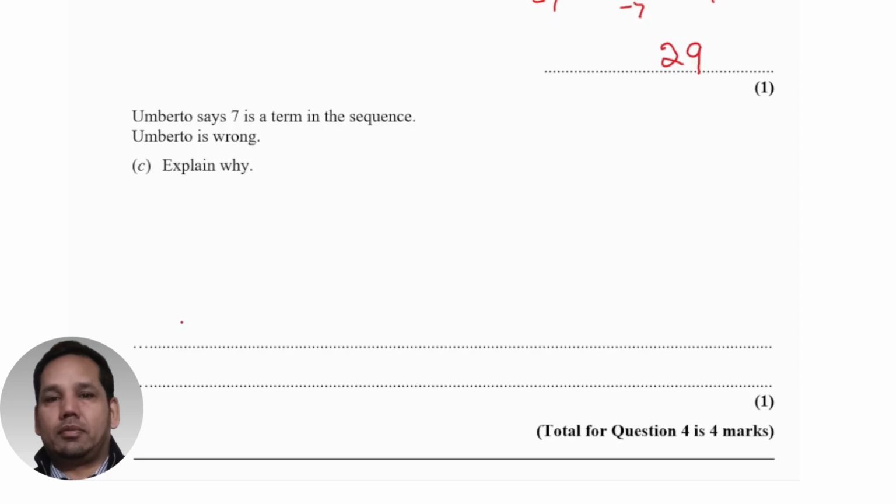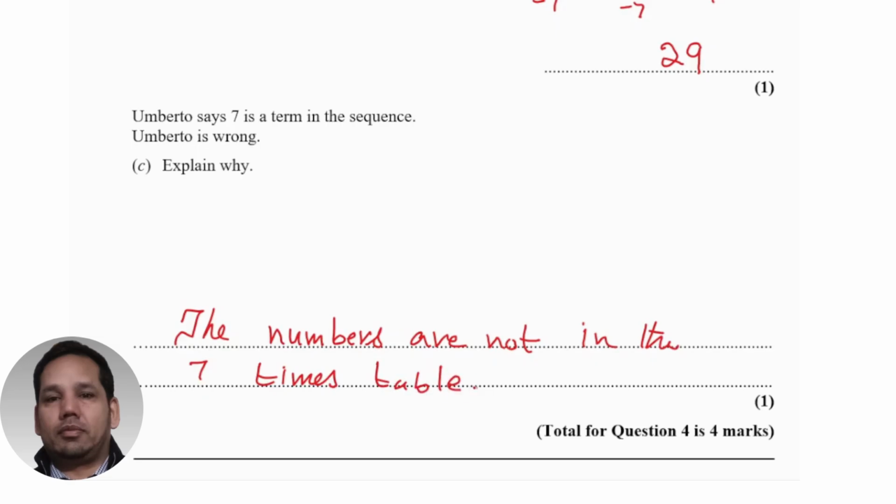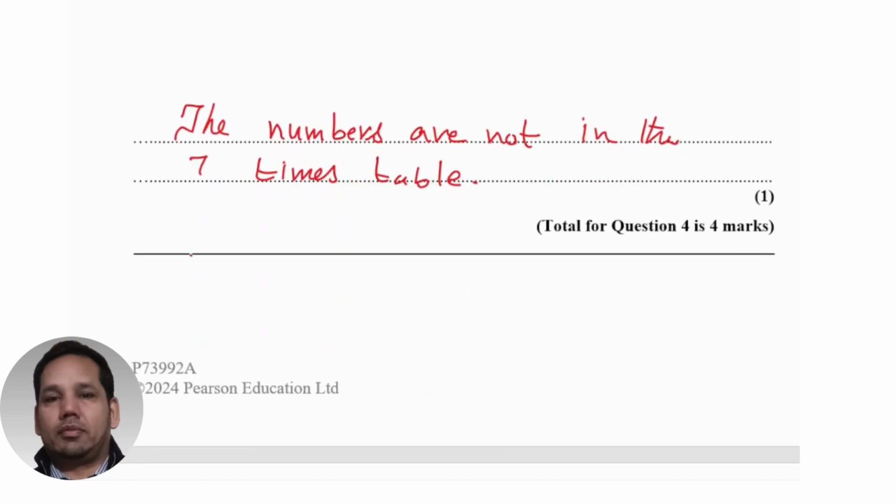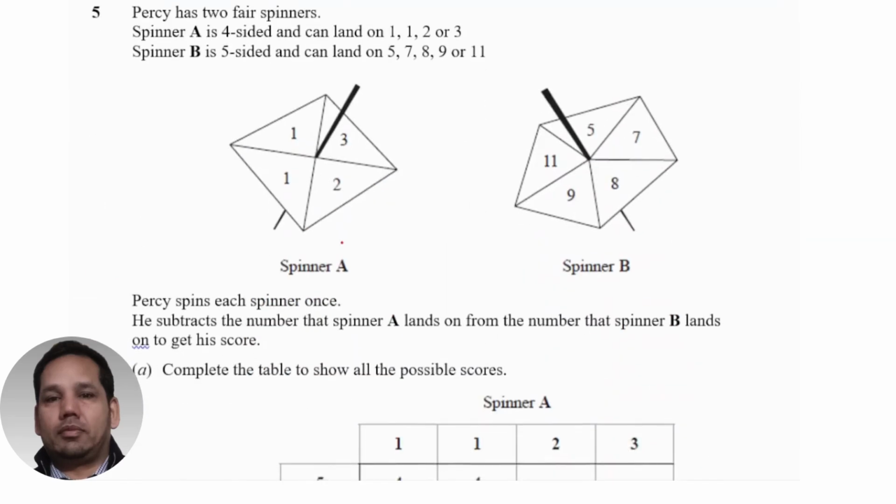So we're going to write down the same logic. The numbers are not in the 7 times table. And simply 1 mark for this. If you have done up to here, question number 4, you can easily achieve how many marks? 19 marks up to here. Okay, this is paper 2 foundation paper, remember that.